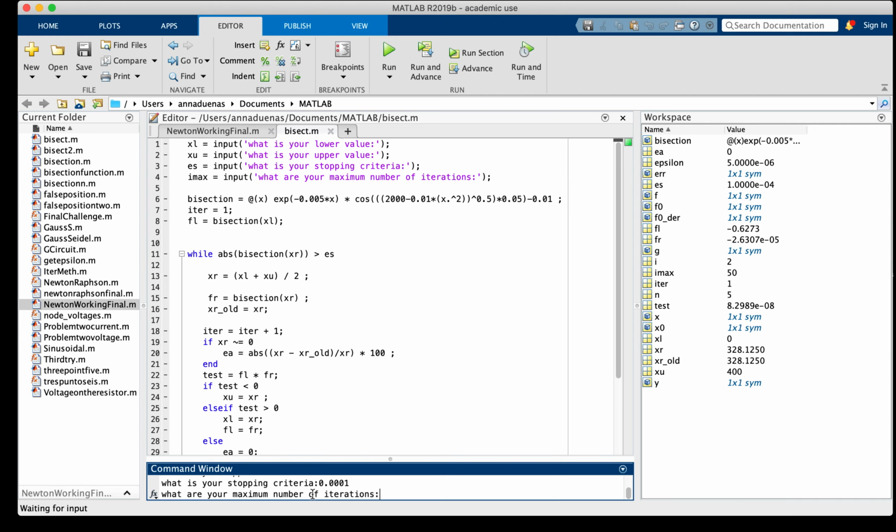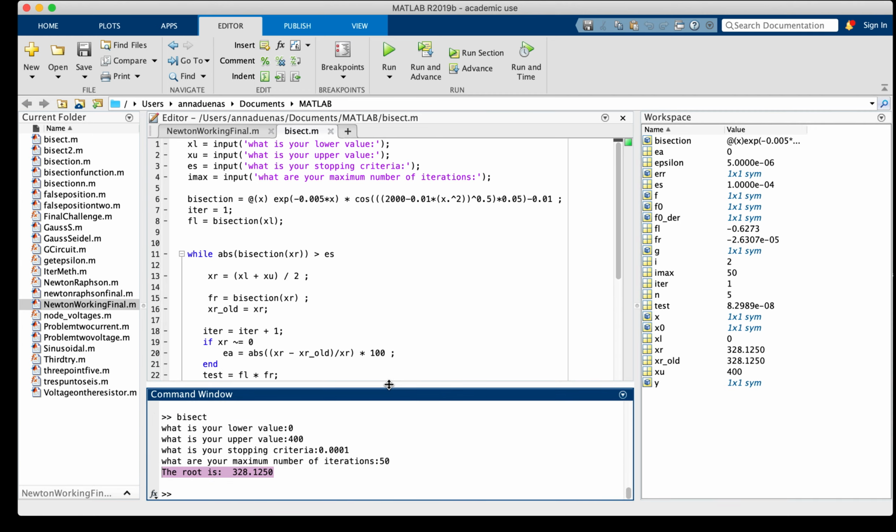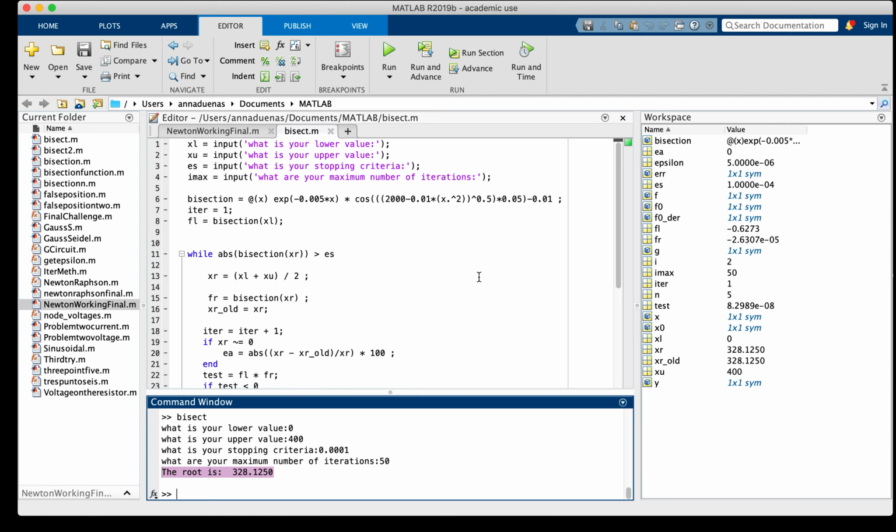and then the maximum number of iterations here, I'm just going to guess 50, and then we click enter, and we should obtain our root here, which is pretty close to the value given on the book. Actually, it is the value given on the book, and that is how the bisection method works. Pretty cool, pretty easy.